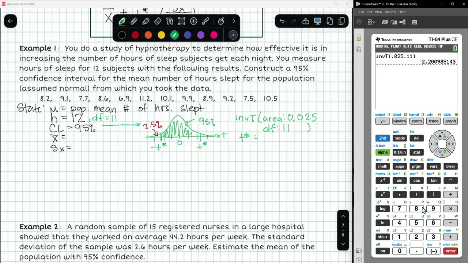And we get 2.201. You'll notice I dropped the negative. We don't care about the negative because we know we pick up a plus or minus in the formula. And t-scores are typically rounded to 3 decimal places instead of 2. So I would record that as 2.201.